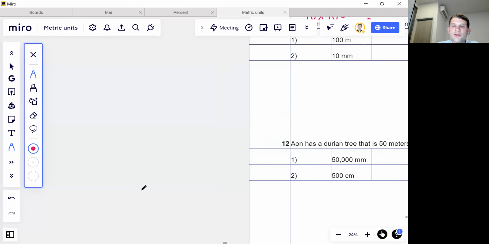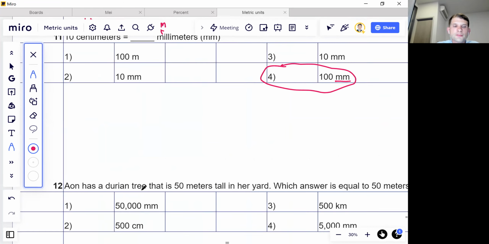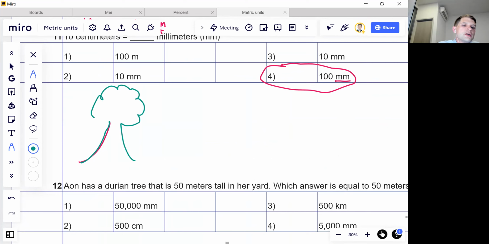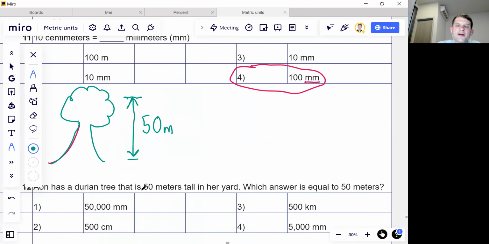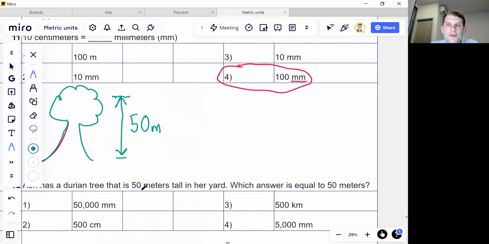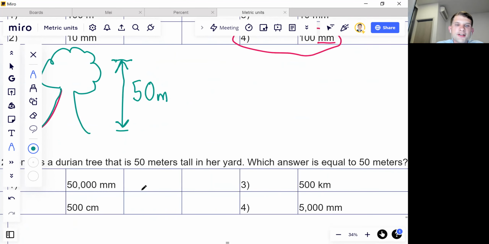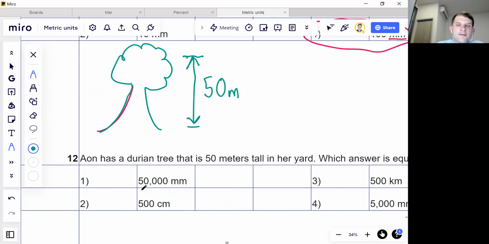So number 12 now. Let's look at number 12. It said, On has a durian tree that is 50 meters tall. Okay, so let's go ahead and sketch On's durian tree here. Okay, and this tree is 50 meters tall. All right, and we need to look here at our options. It says which answer is equal to 50 meters. So we've got 4 options here. Let's go ahead and just start with the first one and see if those are equal.